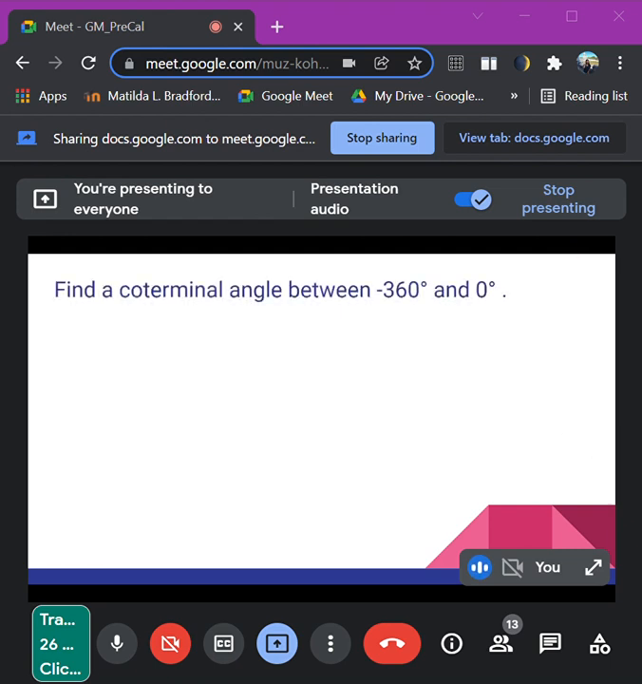So now, let's try to answer this one. We're going to find a coterminal angle between negative 360 degrees and 0 degrees. Okay? So in this specific range, again, it is a coterminal angle that we are looking for. So let's try the first one, class. Negative 380. What are we going to do so that we get an answer between negative 360 and 0? Add or subtract?